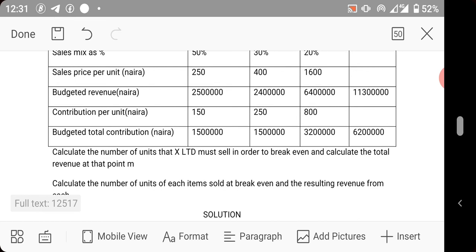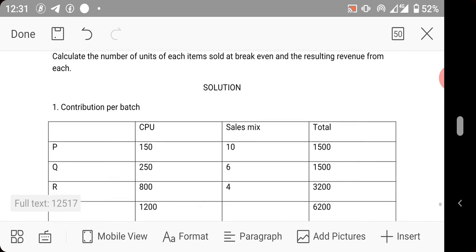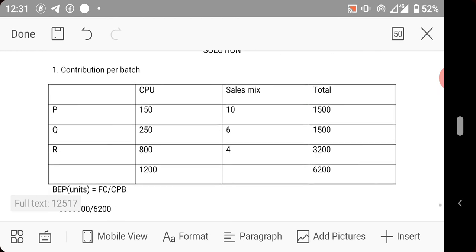Calculate the number of units that X Limited must sell in order to break even and calculate the total revenue at that point. Now, solution. This is actually interesting.